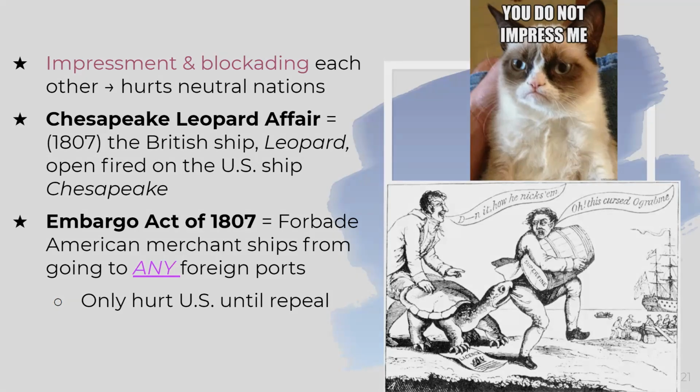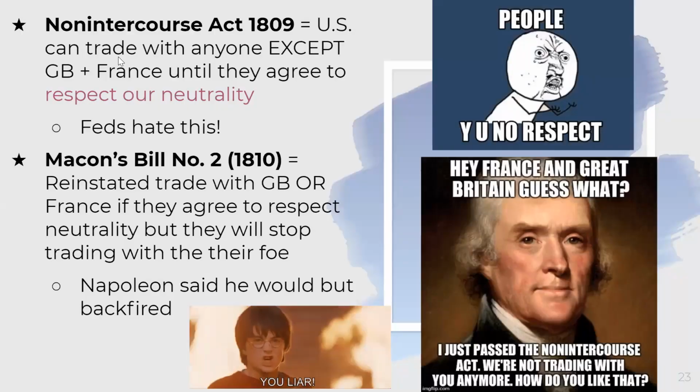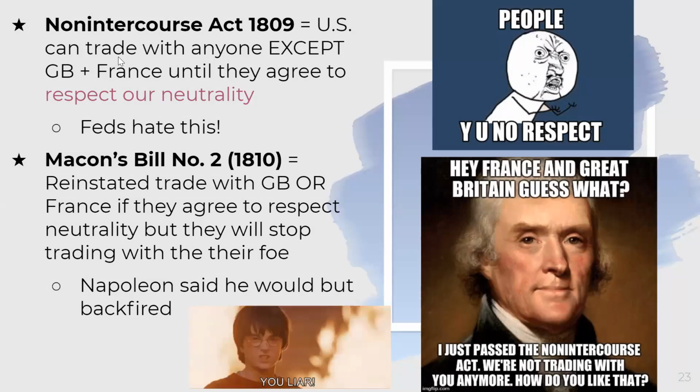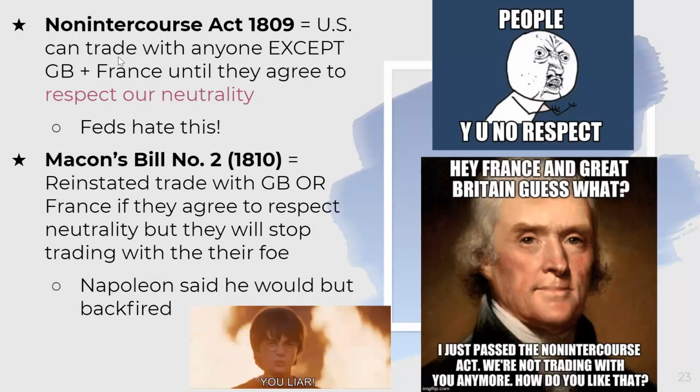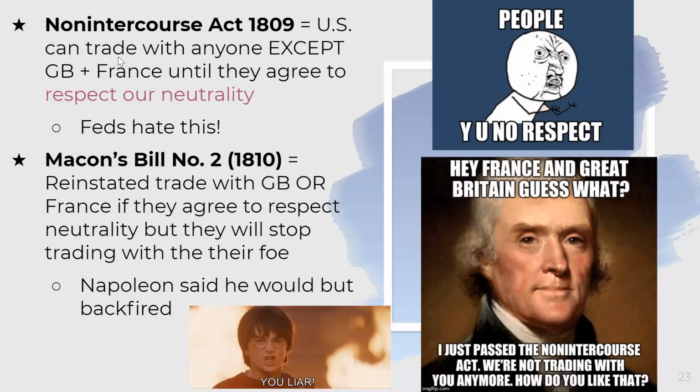So James Madison is president number 4 coming in, the father of the Constitution, and how is he going to handle this continuing issue? So the two things that happen under Madison are the Non-Intercourse Act and Macon's Bill Number 2. You do not need to know the year for the Non-Intercourse Act. There's only one. So it's just commonly referred to as the Non-Intercourse Act.